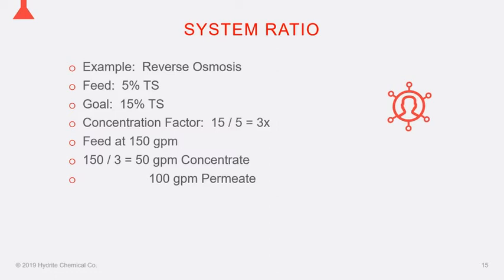So I have a product stream that is at 5% solids. My goal is to get to 15% solids. Now, that may be that I can further process it at 15% solids. It may be that I'm going to truck it out somewhere to a different location, and removing the water will save me on reduction in transportation costs, etc. So my goal here is to get from 5% solids to 15% solids.